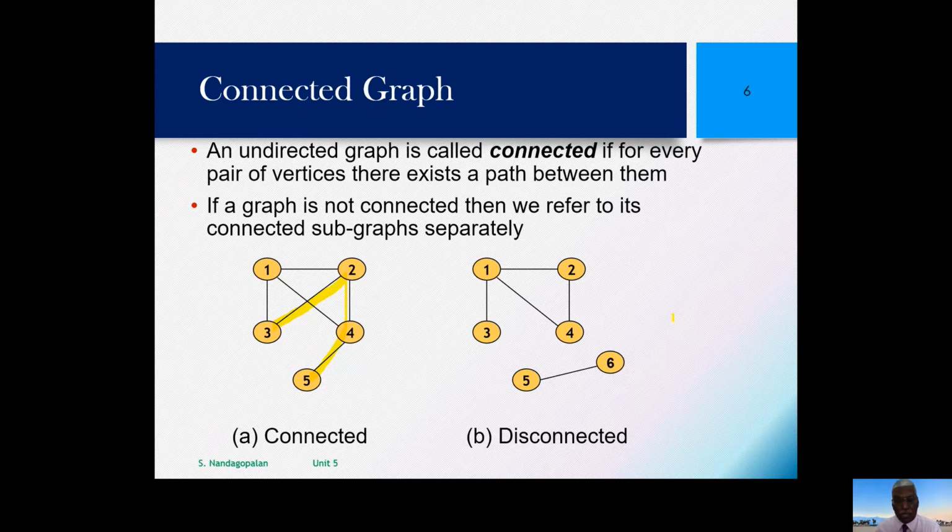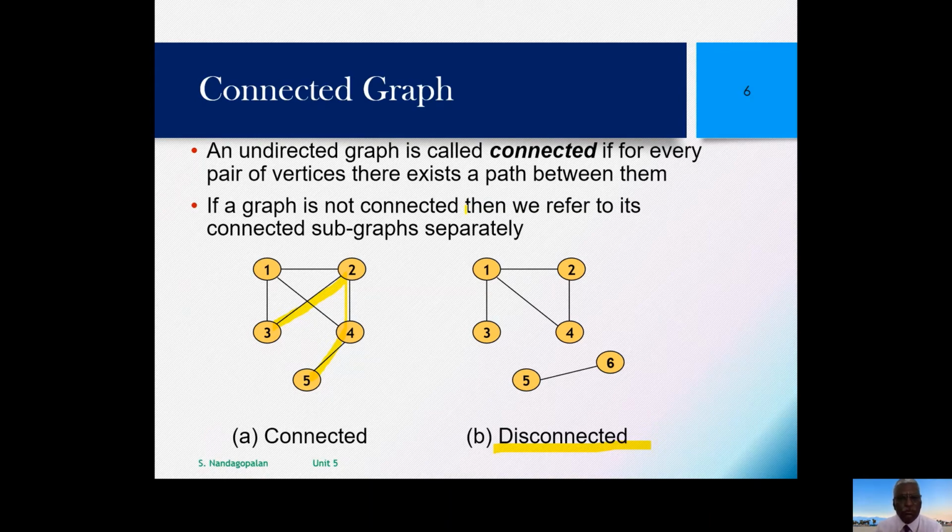That's it. But I cannot travel from 1 to 5 because I don't have connectivity. 2 to 6 I cannot travel, so it fails. So we can call this as a disconnected graph. It's called as a disconnected graph. So the word disconnected is normally used for undirected graphs rather than for directed graphs.